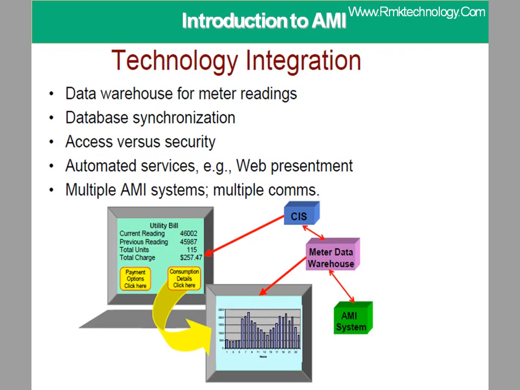So what are the technological challenges? Smart grid throws open multiple technical challenges as it involves multiple systems. Data warehouse can be used for meter reading archiving. Data synchronization is vital as multiple databases are used in multiple applications. Security is key as almost the entire network control is available through one or other application. There are multiple automated customer and in-house services like portals and mobile applications. A large utility company has multiple head-end systems and multiple communication systems.